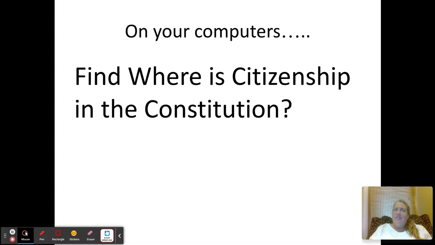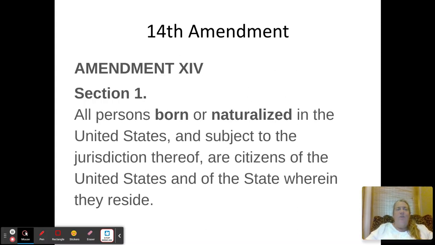Hopefully, you looked and you found it. This is one of those things that I think is really interesting because your founding fathers didn't put it in the original Constitution. Who is a citizen of the United States wasn't added until the 14th Amendment. If you look at the very first section of the 14th Amendment, it says a person is a citizen. All persons born or naturalized in the United States and subject to the jurisdiction thereof are citizens of the United States and of the state wherein they reside.